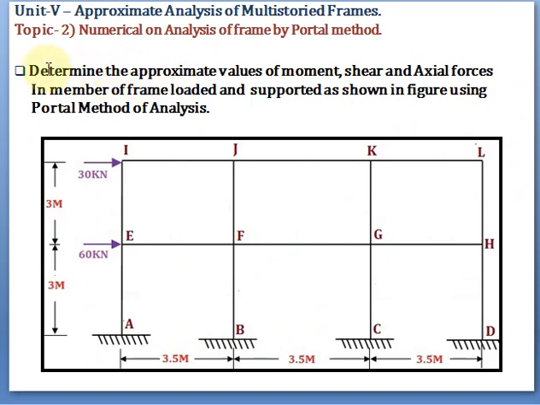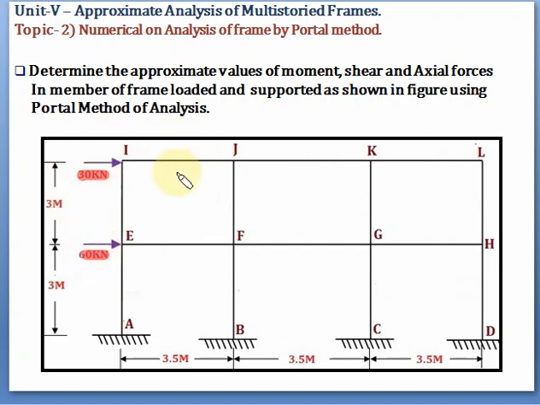This is the statement of the numerical problem. Determine the approximate values of moment, shear and axial forces in members of the frame loaded and supported as shown in the figure using Portal method of analysis. The horizontal length of the frame is 10.5 meter, whereas the vertical height of the frame is 6 meter. This frame is subjected to two horizontal loads: first, 30 kilonewton acting at joint I, and second, 60 kilonewton acting at joint E.